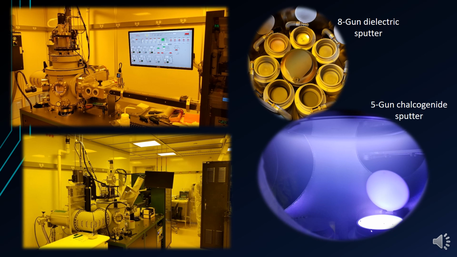Our lab has two AJA Orion sputter systems. The system on the top left is our dielectric system, which is geared towards sputtering metals, dielectrics, and reactive sputtering to form oxides and nitrides from elemental targets. The system on the bottom left is our chalcogenide system, which is specialized for sputtering tellurium, bismuth, antimony, and selenium-based materials. Reactive sputtering is also possible in this system, though it does lack some capabilities related to this technique when compared to the dielectric system.